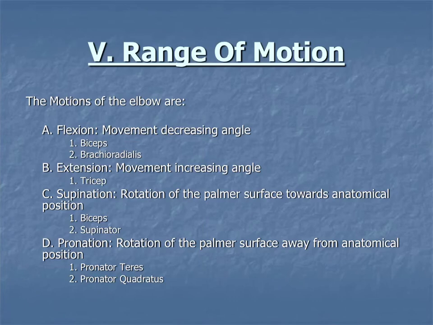Now let's talk range of motion. We know there are 3 different types: active, passive, and resistive. Active is you moving it. Passive is somebody else moving it for you or something. Resistive is putting pressure or weight against the motion that you do.